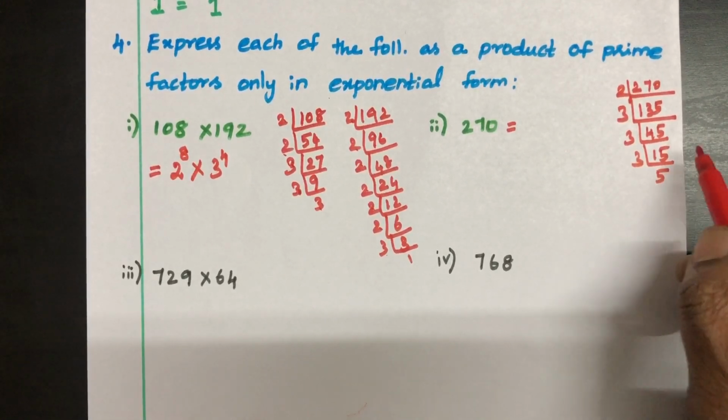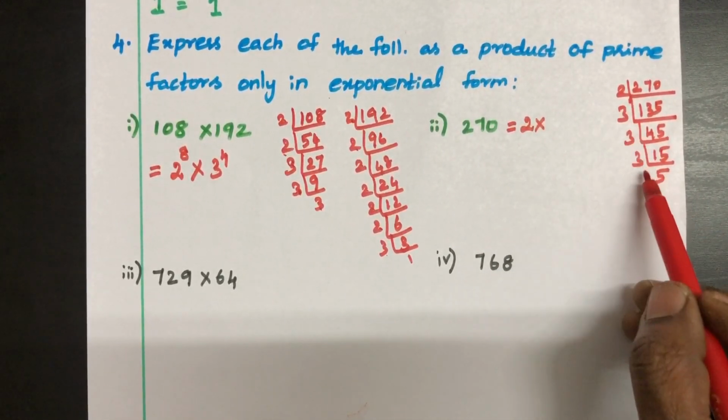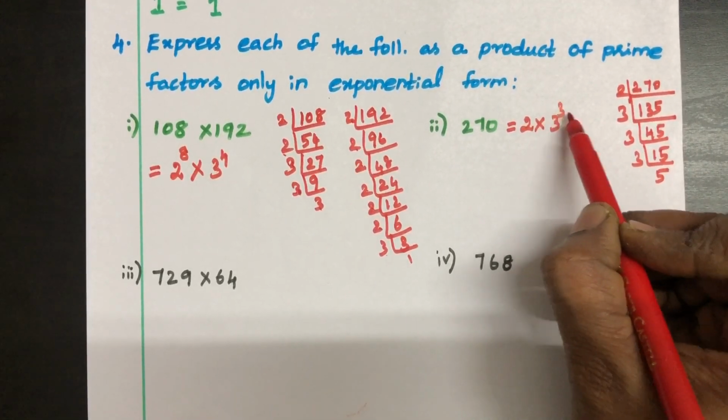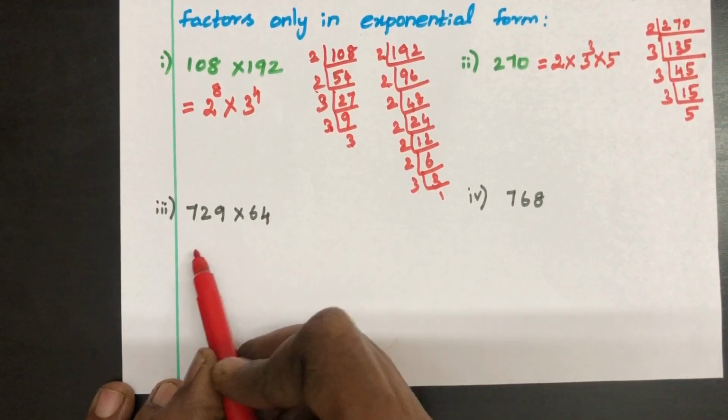3, 5 times. So how to give this? 2 is present only once, 3 is present 3 times. So 3 power 3 into 5. Now 729. How to do this?